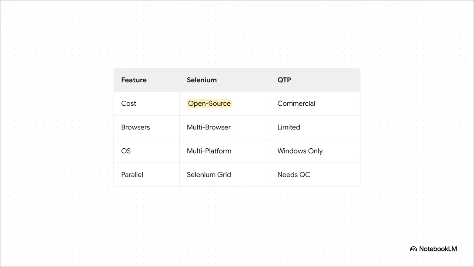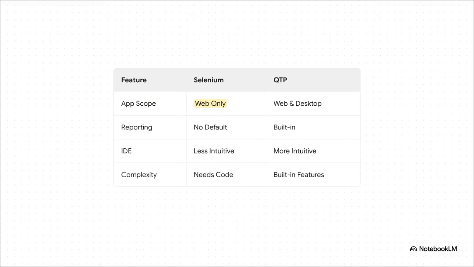So why do so many people love Selenium? Well, first off, it's free. You can't beat that. It's also super flexible. You can write a test once and run it on Chrome, Firefox, Safari, you name it. Plus, with something called Selenium Grid, you can run tons of tests all at the same time, which is just a massive time saver.